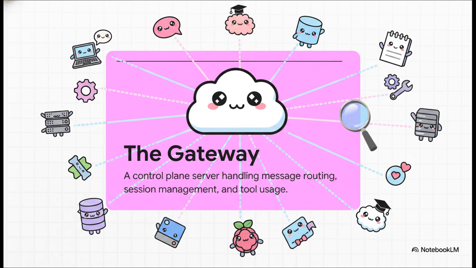Think of the gateway as the grand central station of the entire operation. It's an always-on WebSocket server acting as the control plane. It handles message routing, session management, the creation of multiple agents, and coordinates all the tool usage. Every piece of data flowing between your local databases, your prompt templates, and the LLM passes right through this central gateway.